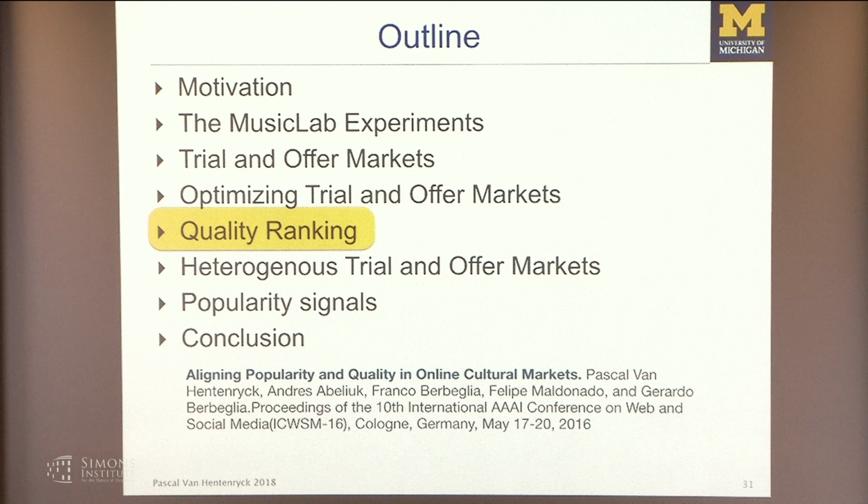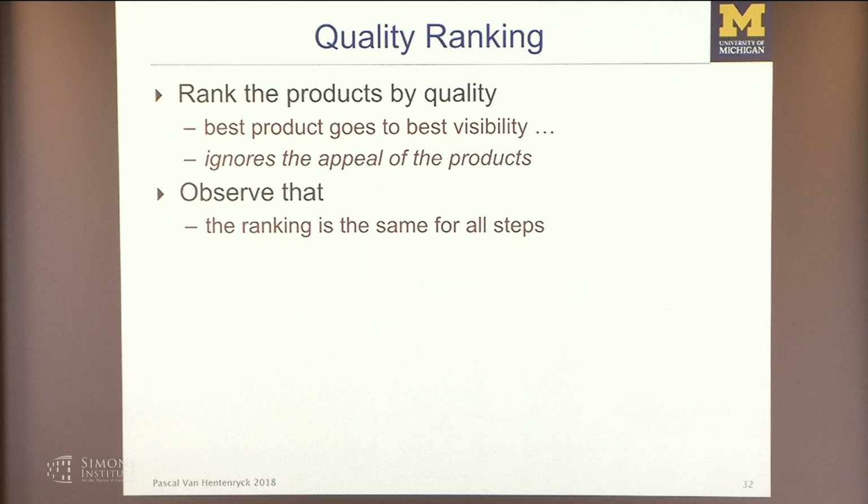So obviously, like Florian said yesterday, we have all these things behaving nicely. Can we prove something about it? Except that this is much simpler than what Florian is doing. But we knew nothing about this, so we started simplifying things such that we can prove things. And so the first thing that we did was using this quality ranking. You take all the products and you rank them by quality, and you present them that way. So the best product has the best visibility and so on.